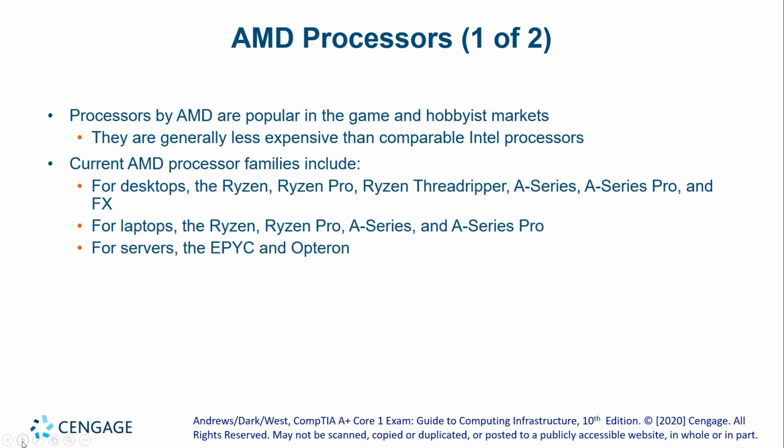AMD, on the other hand, is more popular with gamers and hobbyists because you can get a really high-end, really fast processor a lot cheaper than you can from Intel. The main difference, if you're curious, between Intel and AMD is not the capacity or the speed or anything like that. It's the quality control.